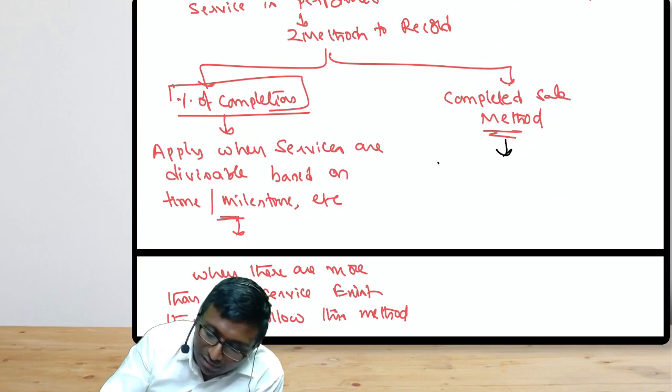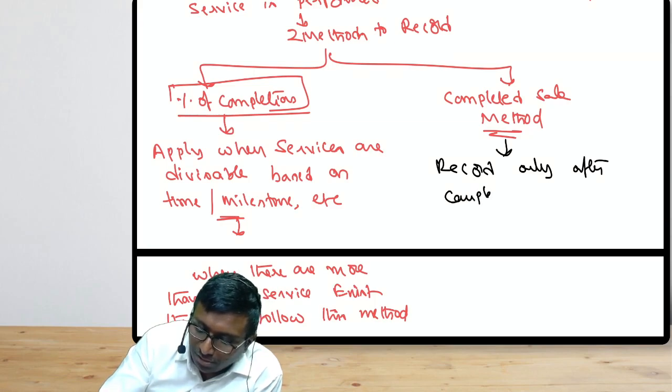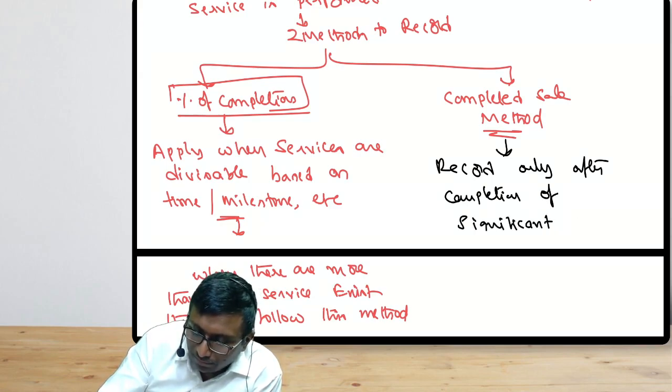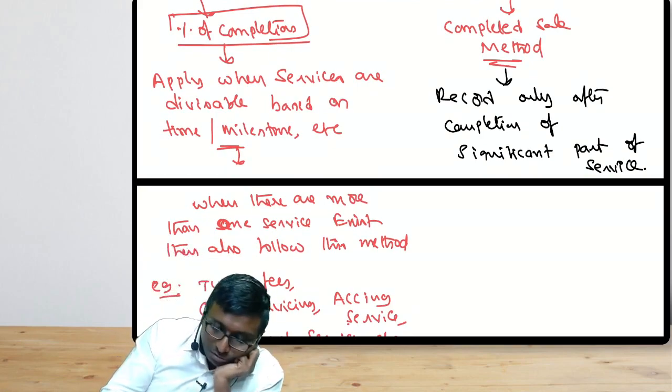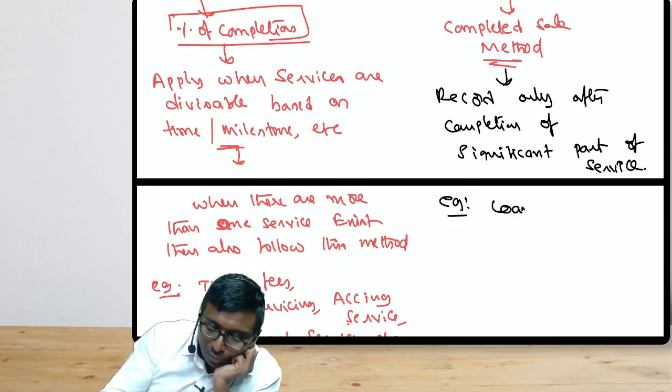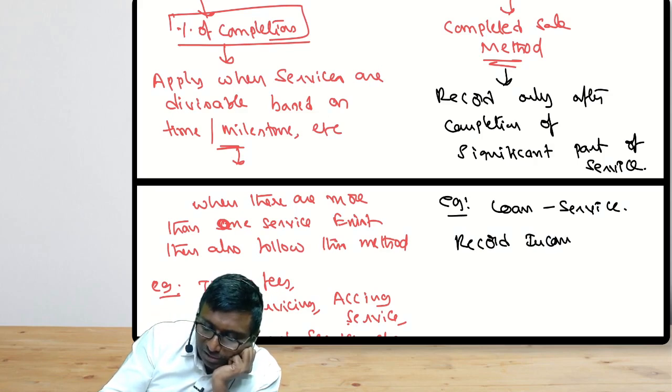Completed sale of service. Now, record only after completion of the significant activity, the significant part of the service. Example: say a loan. What is that? Loan service. When do you record income? Only on obtaining the sanction letter.